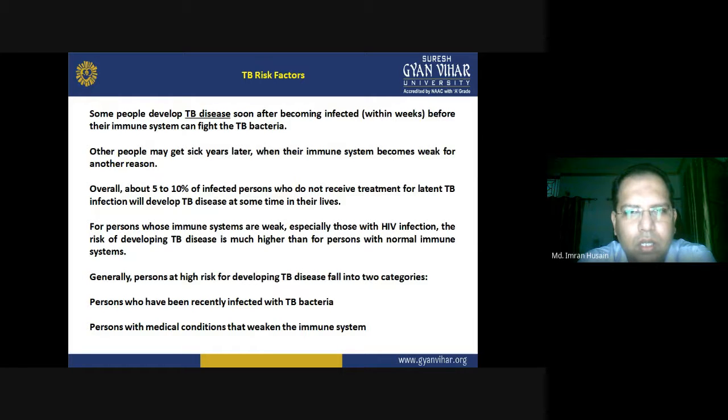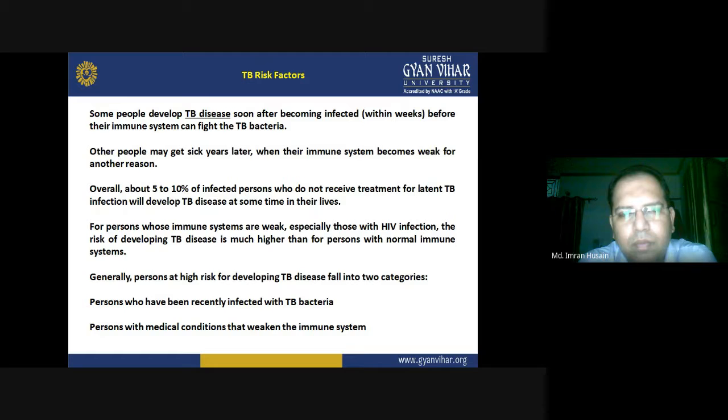Other people may get sick years later. They can get very sick after several years of getting TB infection, or other people can get sick within weeks of getting infected. Their immune system starts to fight the bacteria. When their immune system becomes weak for another reason, bacteria try to take over the body.